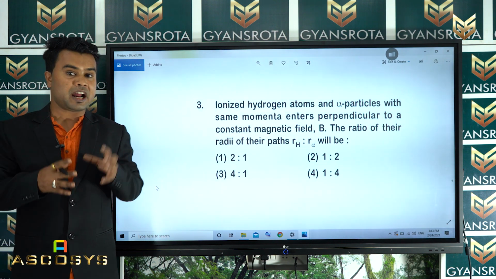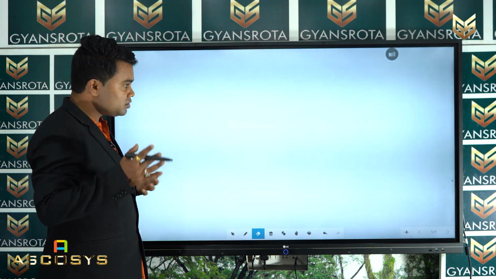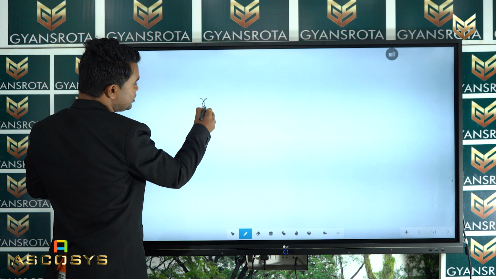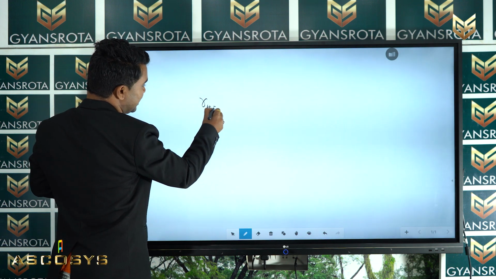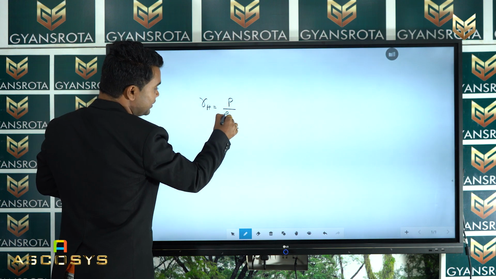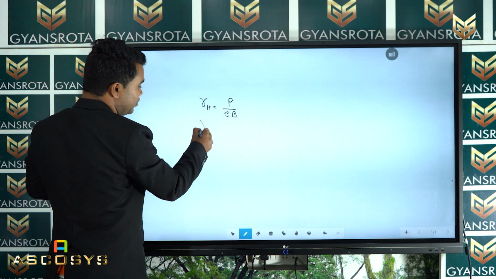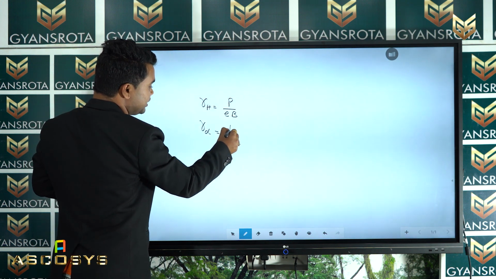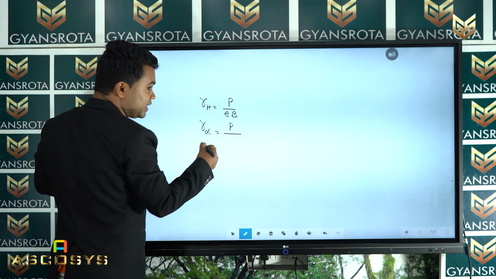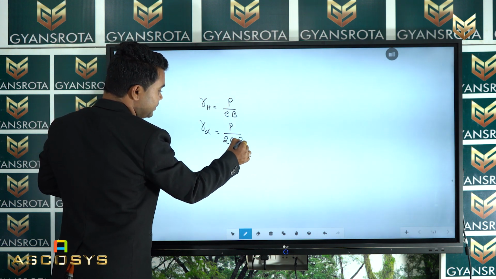So let us do it for hydrogen and alpha particle. Let us see how to do this solving part. RH can be written as P divided by charge multiplied with the magnetic field, that is EB. You remember this formula? Okay. And then for R of alpha, P is the momentum, divided by the charge of the alpha particle, which is 2Q or 2EB.